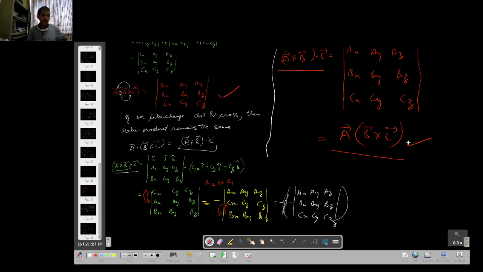Now let us talk about the physical interpretation of scalar triple product. Next is the physical interpretation of scalar triple product.